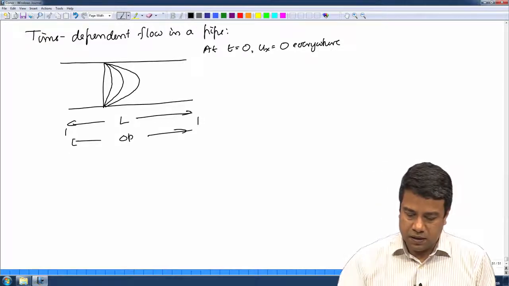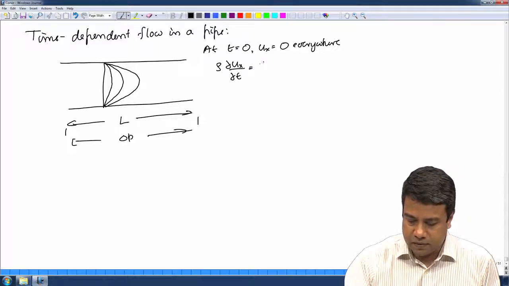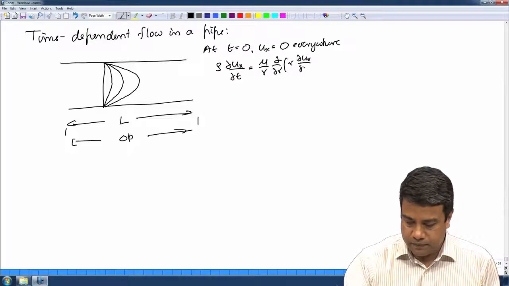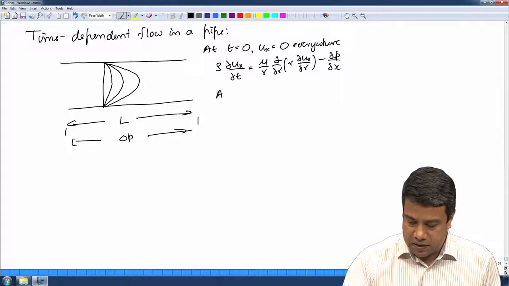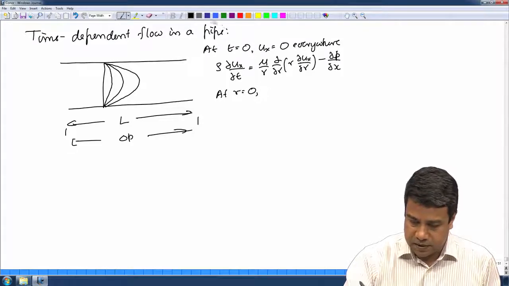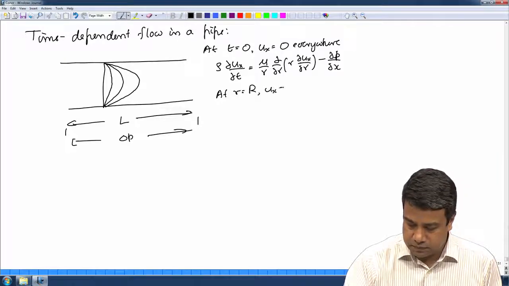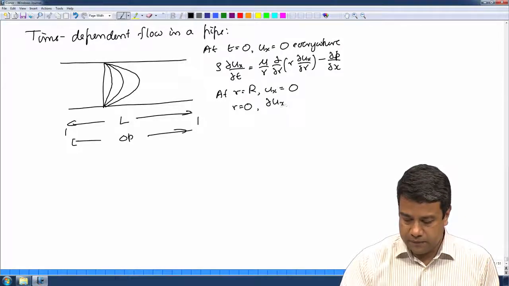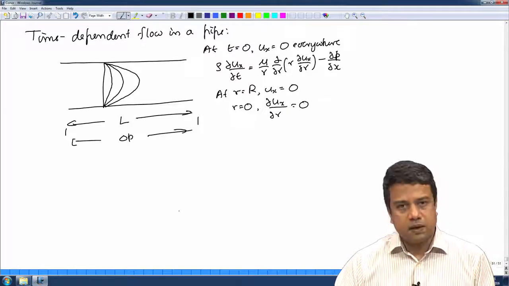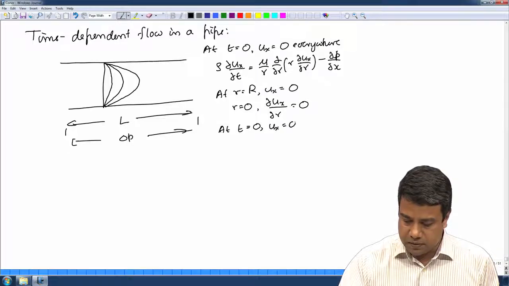The equation for that is of course rho dux by dt is equal to mu times the radial derivative term, minus dp by dx. The boundary conditions are that at the wall of the pipe, ux is zero, at r is equal to 0 we have the symmetry condition, and the initial condition is that at t is equal to 0, ux is equal to 0 everywhere.